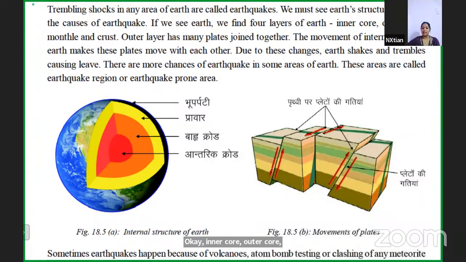Now, the outer layer has many plates joined together. What happens is the movement of the internal areas of the earth makes these plates move with each other. When these plates move with each other, they tremble. They move in opposite directions, causing a violent movement on the Earth's surface, which causes the earthquake. Now, there are more chances of earthquake in some areas of the Earth. These are called earthquake regions or earthquake prone areas.